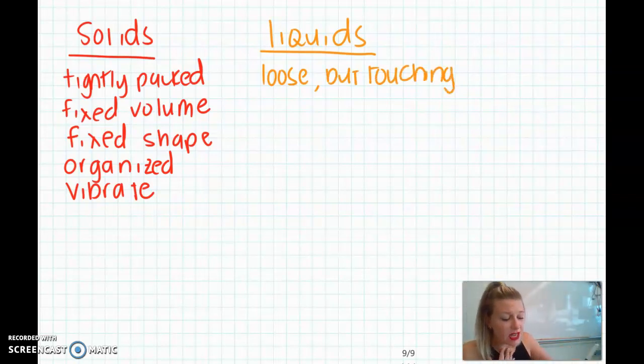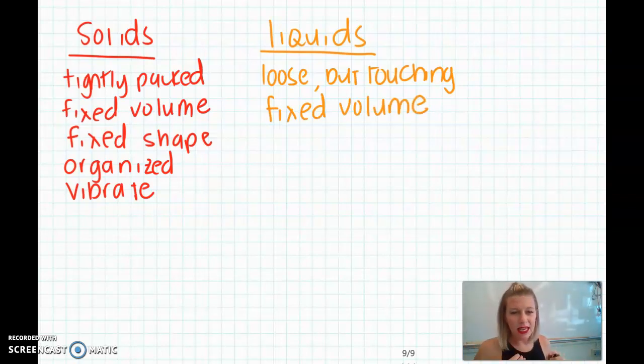In terms of volume, if I take a glass of water and I pour it into a different glass, that volume does not change. Therefore, we still have what's called a fixed volume. However, if I pour it from one container into the next, what can change is the shape. So we say that it has no fixed shape or an indefinite shape.